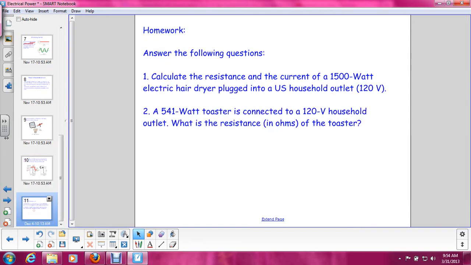So for homework, I want you to try and answer the following questions, and these have to do with Ohm's law and our new power equation. 1, calculate the resistance and the current of a 1500 watt electric hair dryer plugged into a US household outlet, which is 120 volts. And 2, a 541 watt toaster is connected to a 120 volt household outlet. What is the resistance in ohms of this toaster? So go ahead and answer those and have them ready to turn in the next time you come to class.